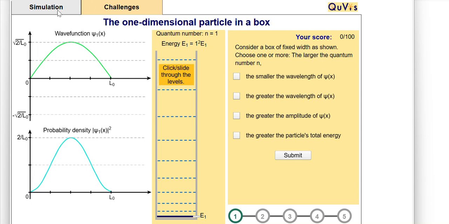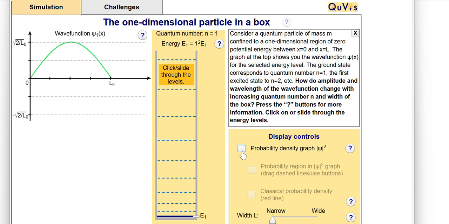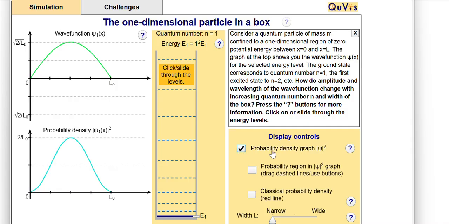What's cool about this is that you can actually see everything here. This is the probability density function, which is psi modulus squared. I've been discussing this a lot, so I'm not going to talk about this. Now, classical probability density, what does this mean? For a particle in an infinite square well, it must exist between 0 and L. Classically, the probability of finding the particle is equal everywhere. So that's why the red line is here.